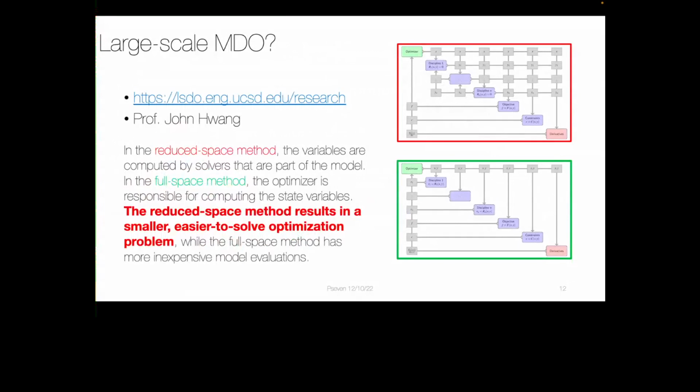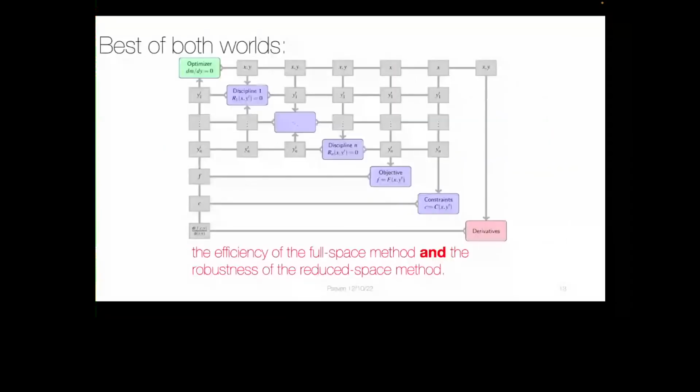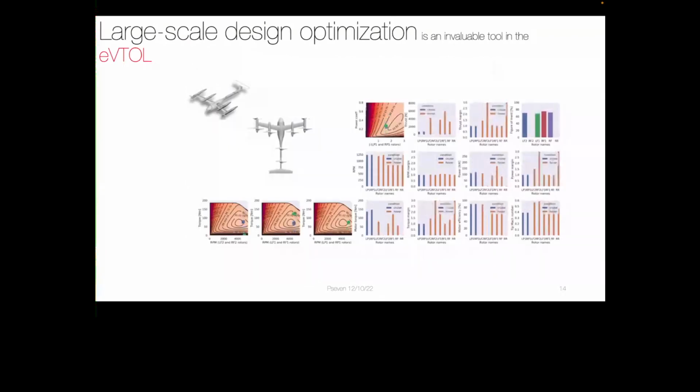Here is the first example, on how to solve large-scale MDO, from Professor John Hwang at UCSD. He works a lot on graph theory in order to use reduced methods to solve smaller and easier optimization problems. He also combined the full space method, for its robustness and efficiency, with the reduced space method. At the end, he reached this kind of large-scale design for eVTOL design in a big collaborative project in the US.